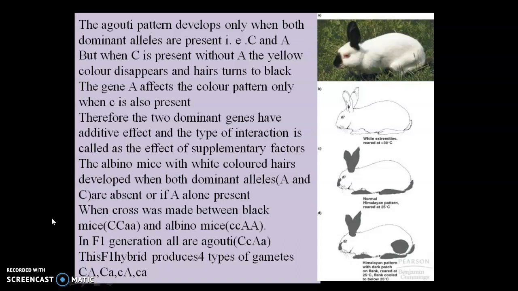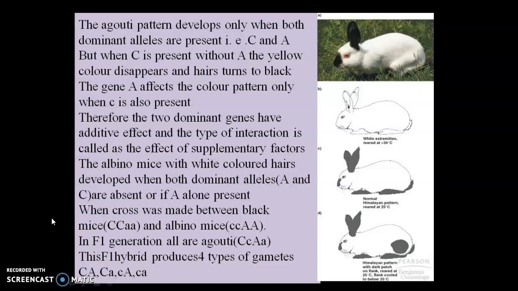supplementary factors. The albino mice with white colored hairs develop when the dominant allele capital C is absent, even if a capital A alone is present. When a cross was made between black mice, that means capital C, small a, and albino mice, that is small c, capital A, in the F1 generation all are agouti, that is capital C, small c, capital A, small a.